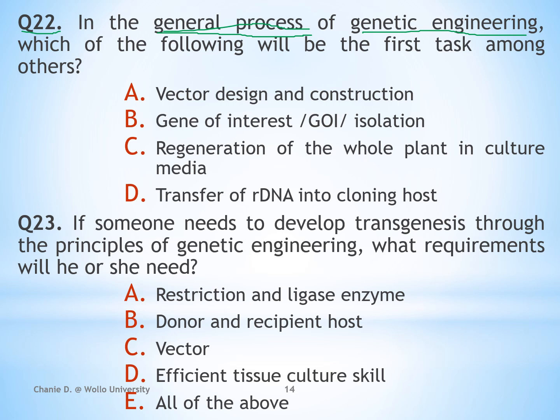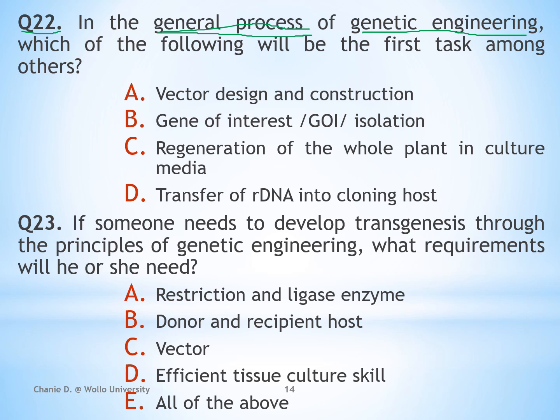After transferring the recombinant DNA to the cloning host, we have to prepare the selective marker. They are actually loaded with the recombinant DNA. So we have to select the transformed and untransformed cells by using those selective agents, maybe antibiotic or herbicide. Then we have to prepare the recipient host where the gene of interest is transferred.